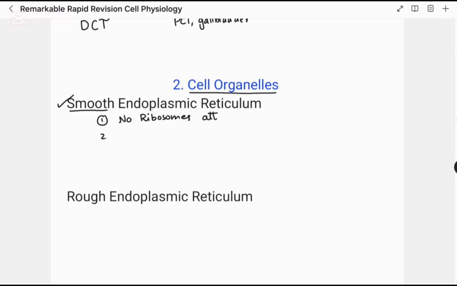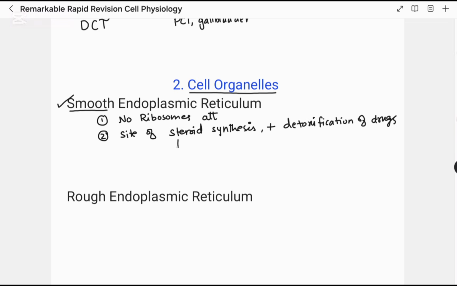दूसरा high yield point, it is the site of steroid synthesis. तो steroid synthesis अगर सेल में होगी तो it is in the smooth endoplasmic reticulum. Another important function is detoxification of drugs or harmful chemicals or toxins.